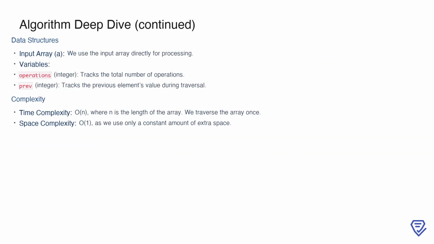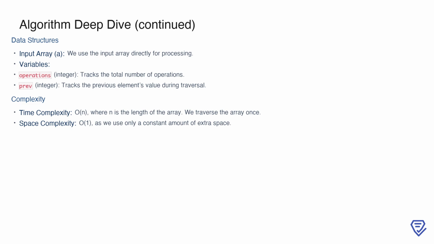The algorithm makes use of only the input array and two additional variables. The input array is processed directly during traversal, while operations keeps track of the total number of increments, and previous helps ensure the strictly increasing condition is met. The efficiency of the algorithm lies in its complexity.